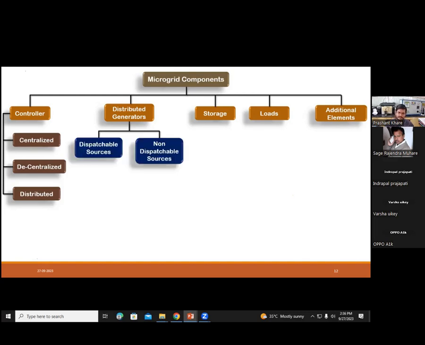Distributed generators are of two types: dispatchable and non-dispatchable. What is meant by dispatchable? Sources like diesel and hydrogen fuel cell are called dispatchable sources. Why are these called dispatchable? Because we can regulate their power output according to the load demand.